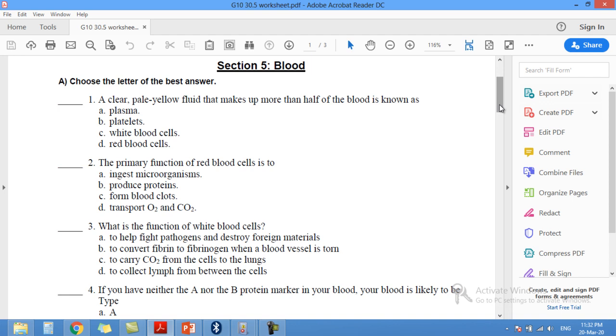The second one. The primary function of red blood cell is to A, ingest microorganisms, B, produce proteins, C, form blood clots, D, transport oxygen and carbon dioxide. The answer is D, transport oxygen and carbon dioxide.